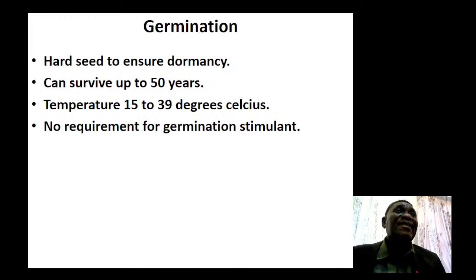So again, as I have said, you can start with hard seeds, which are dormant, which can survive up to 50 years. Of course, the temperature range 15 to 39 degrees Celsius could facilitate the germination. But the key point, no requirement for germination stimulant.